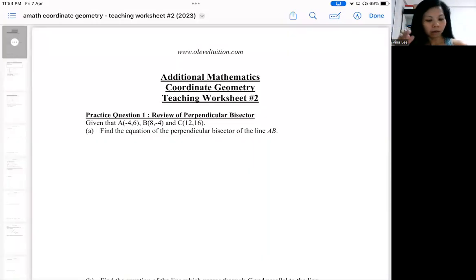Okay, so in this part of coordinate geometry, basically you already learned all the required techniques and the formulas already. So the purpose of this teaching worksheet is to expose you, to mix in all the techniques and also to expose you to all the different shapes. Okay, so I will start by going through all the shapes' properties.